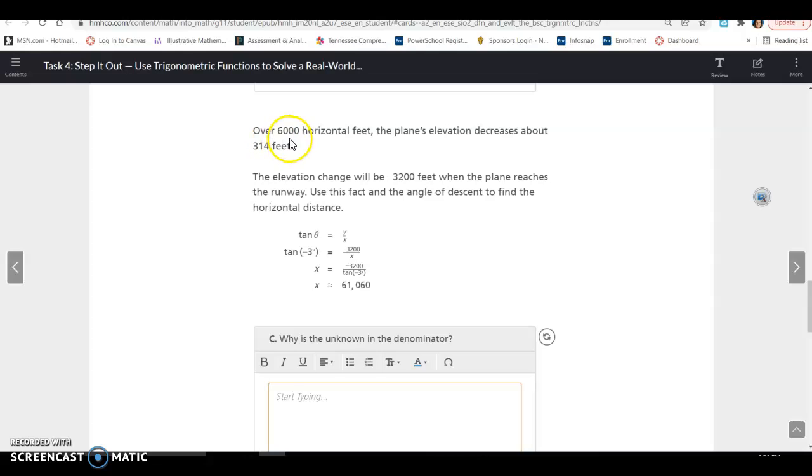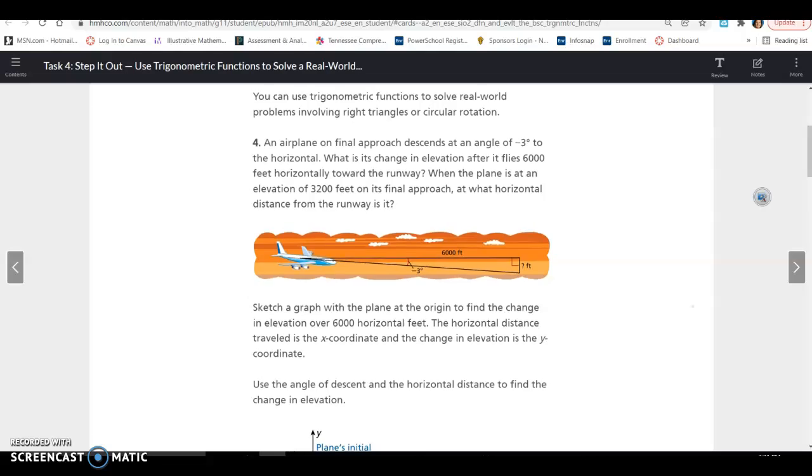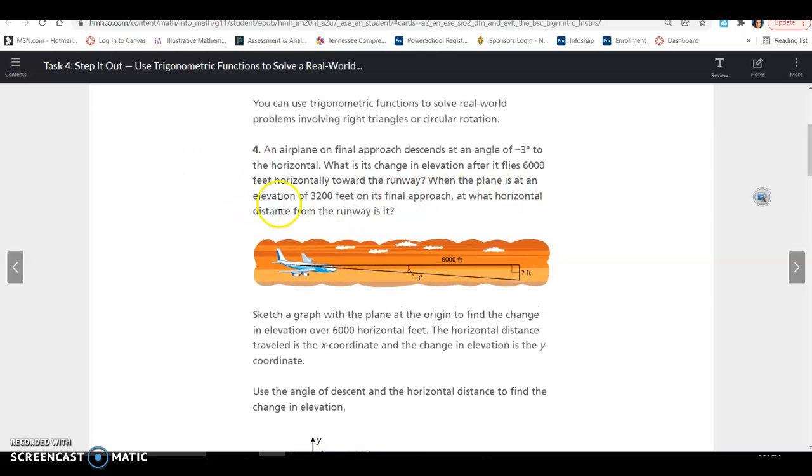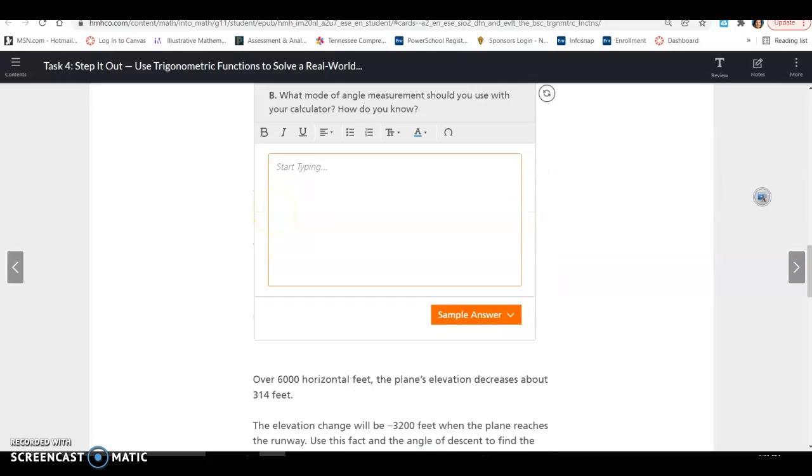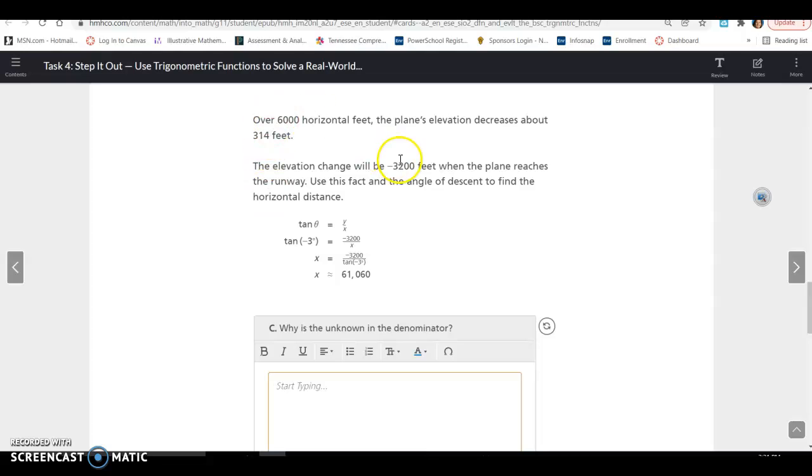All right, so over 6,000 horizontal feet, the plane's elevation decreases about 314 feet. The elevation change will be -3,200 feet when the plane reaches the runway. Use this fact in the angle of descent to find the horizontal distance. Okay, if you remember in the very beginning, we read that the plane is at an elevation of 3,200 feet on its final approach. So when it reaches the runway, we know that it's going to have descended -3,200 feet. All right, so we can use that fact and plug that in here as well.